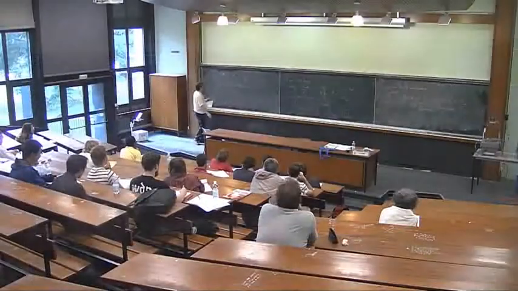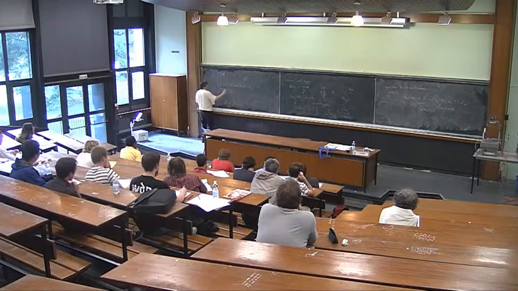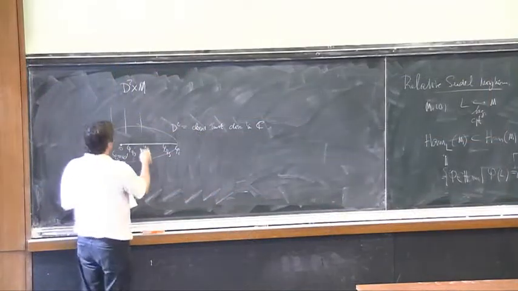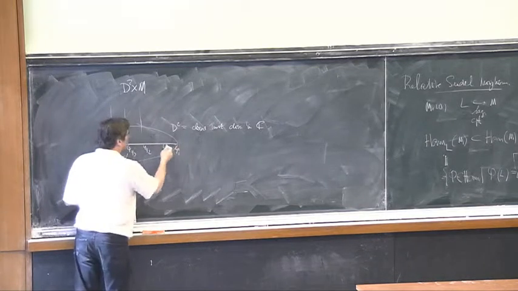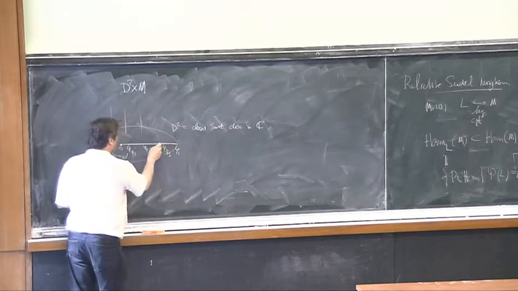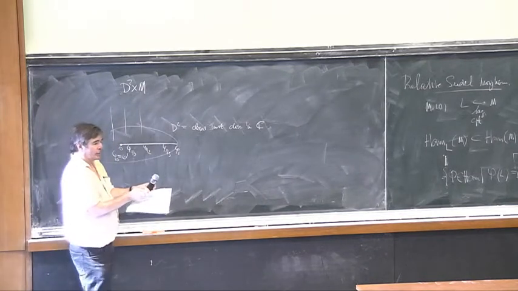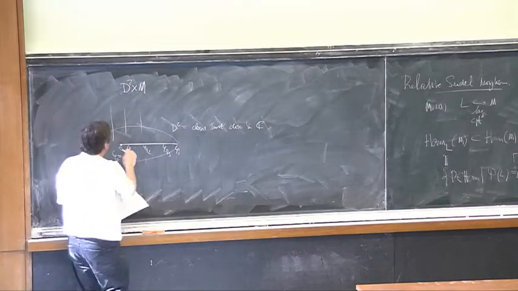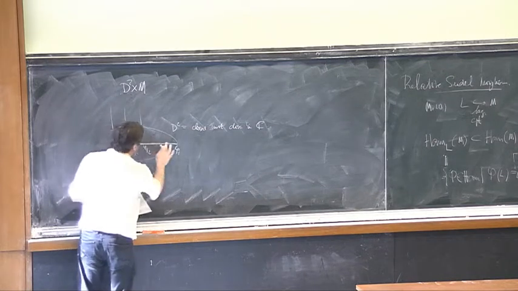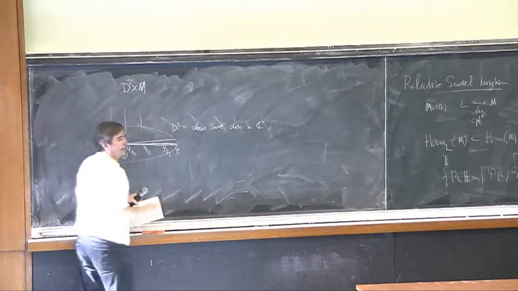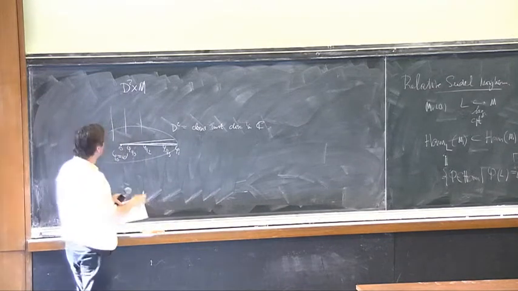Okay, once more. I take the product of D2 with M, okay? Now I cut the whole fibration along this ray and open it up. So now I have two sides. It could be open slightly like this. Okay, so this is what you have, and then we have a direct product.